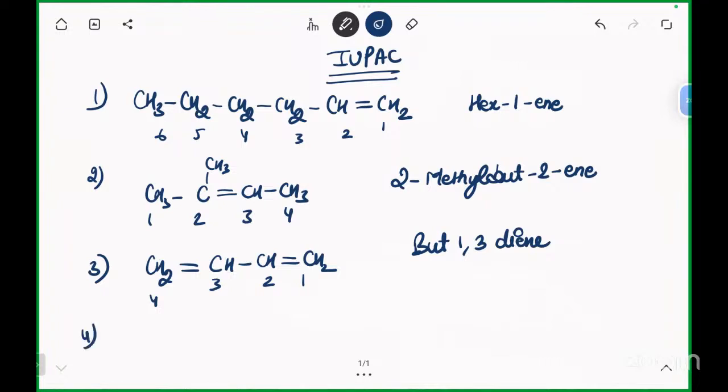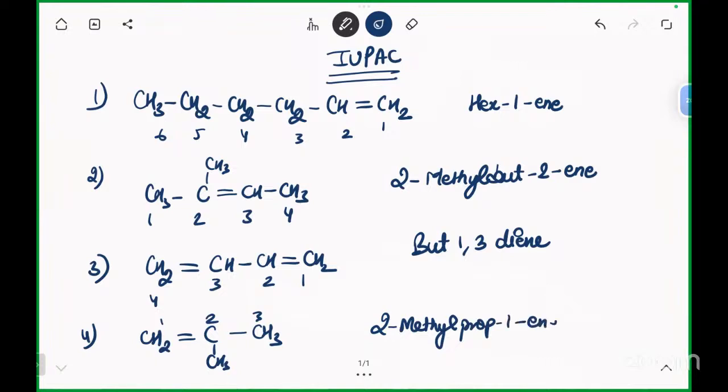Next example we can take CH2 double bond CH3 single bond CH3. On the second position you can see we have a methyl group, and on the first position we have a double bond. So it will be 1, 2, 3. It will be 2-methyl, prop for 3 carbons, then 1 and then ene.